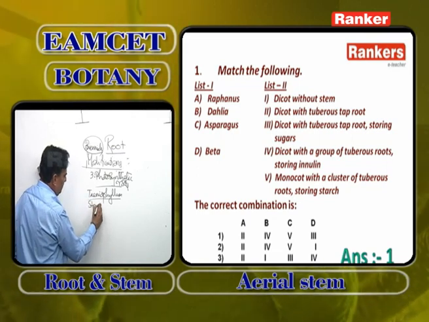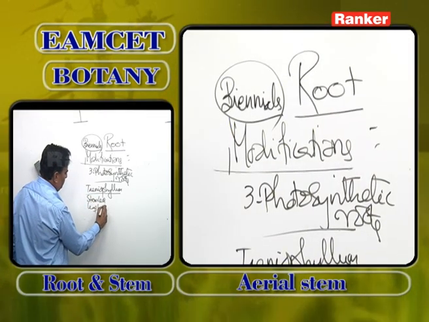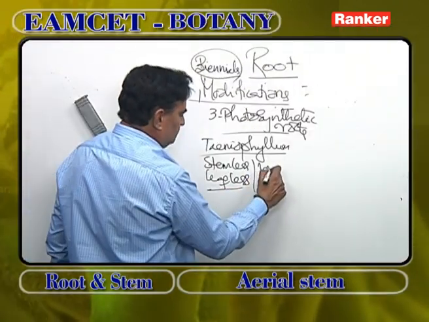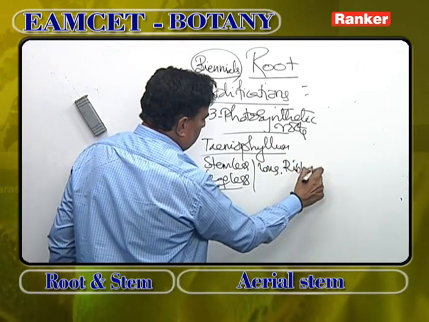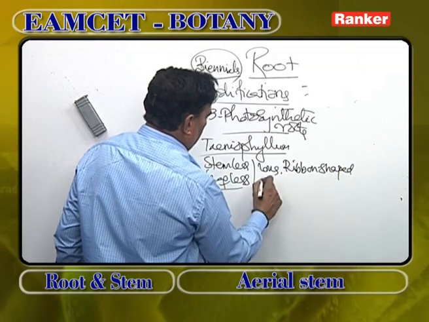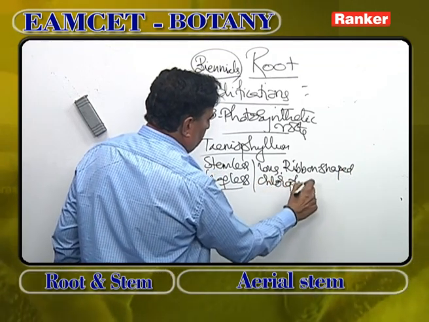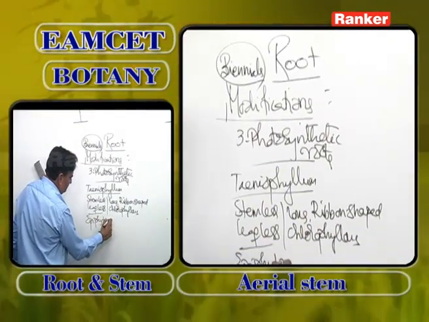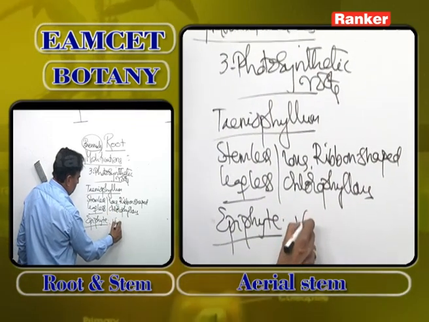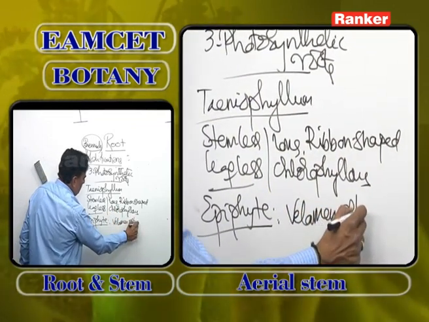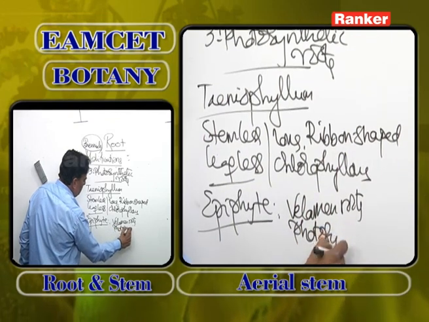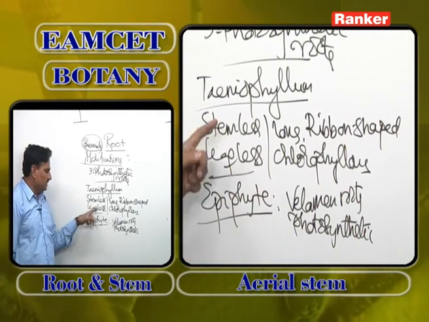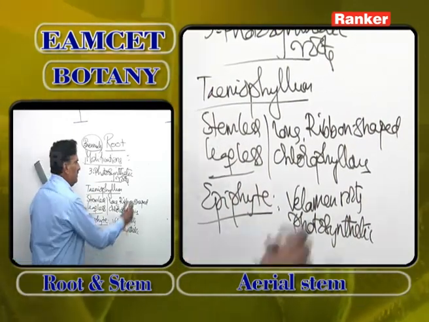Taeniophyllum is a stemless and leafless plant. It doesn't have any stem, it doesn't have any leaf. It has long ribbon-shaped, chlorophyllous roots performing photosynthesis. Another important feature is Taeniophyllum is an epiphyte. So, an epiphyte with velamen roots and photosynthetic roots is Taeniophyllum, an important bit for EAMCET. So, velamen roots and photosynthetic roots containing epiphytic plant is Taeniophyllum.